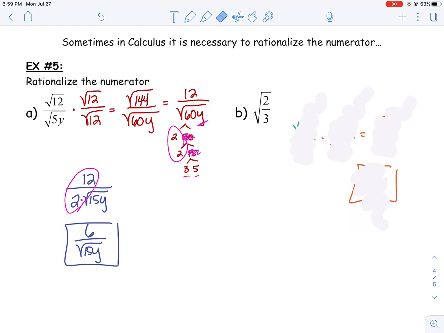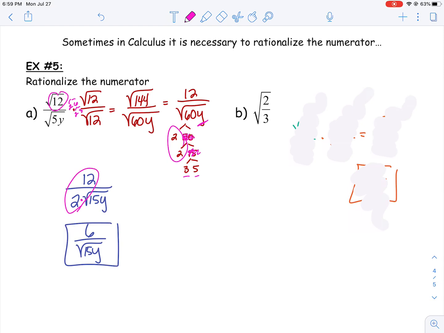Maybe you noticed at the beginning that you could have broken down the square root of 12 a little bit first, and then you're just rationalizing the square root of 3, and you can multiply both the top and the bottom by a 3. You would end up getting the same answer. Try it. All right, let's look at B.